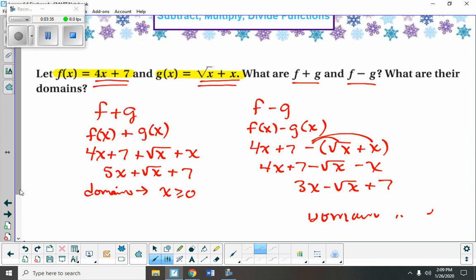And then lastly, the domain, which was left over from before, would be x is greater than or equal to 0, only because we don't want any negative numbers underneath the root. If there wasn't a square root, we could put all real numbers.